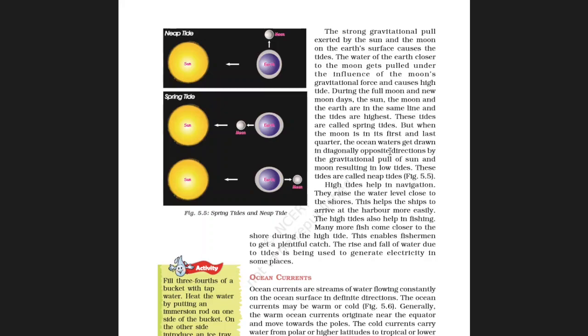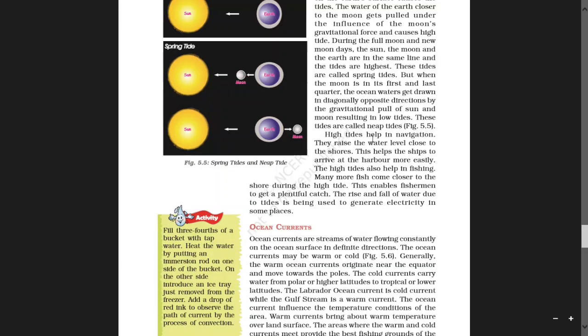But when the moon is in its first and last quarter, the ocean waters get drawn in diagonally opposite directions by the gravitational pull of the sun and moon, resulting in low tides. See how that means low tides are caused. Okay, this one also you have to know. These tides are called neap tides. So far we find high tides, low tides, spring tides, and neap tides. So what are neap tides? Also you need to know, boys.